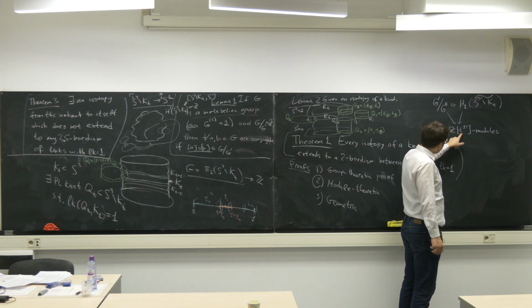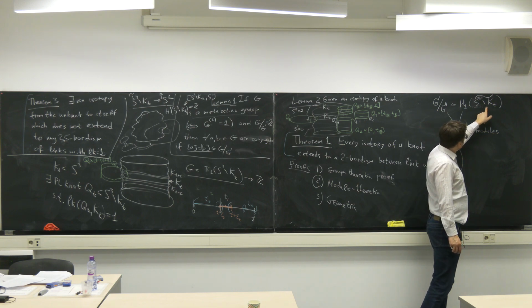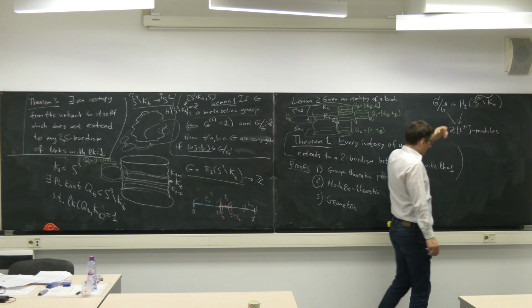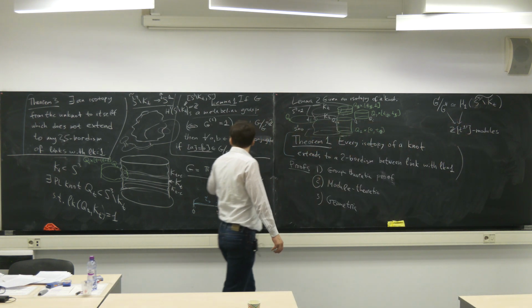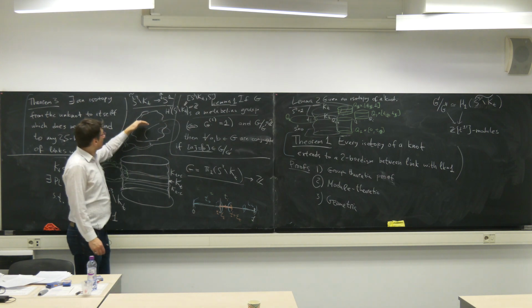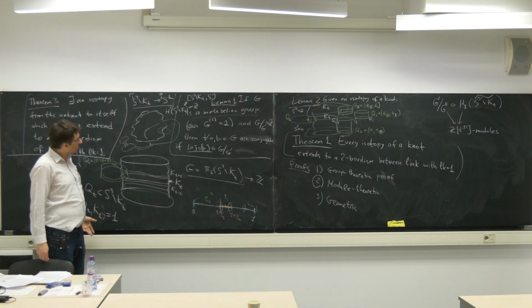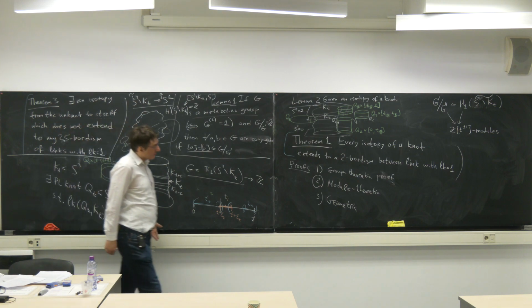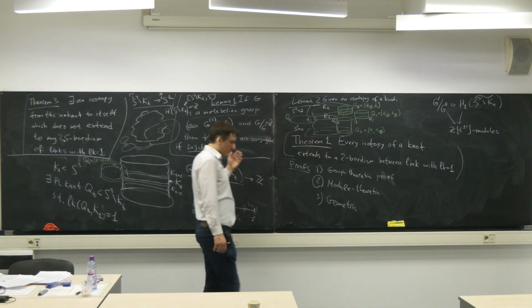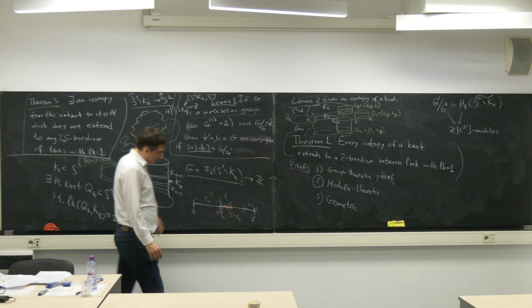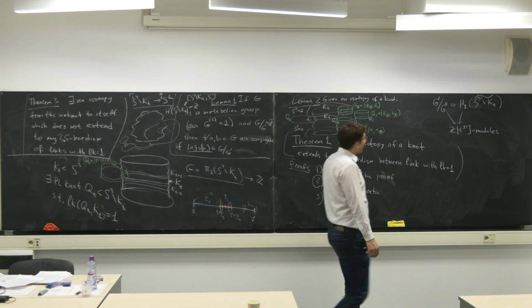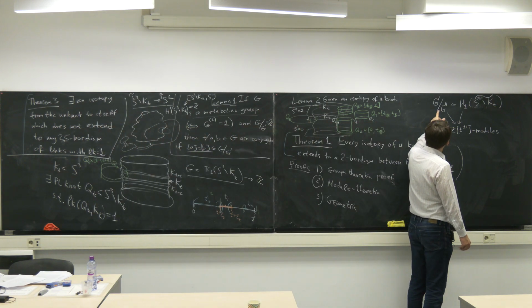What is the action of T? Geometrically, it is just the deck transformation group of the covering. The generator of the deck transformation group is T. And algebraically the action by T is conjugation.